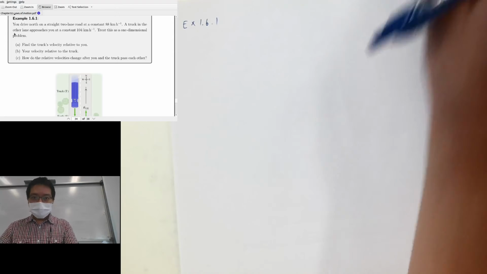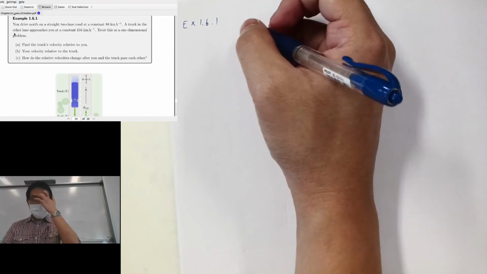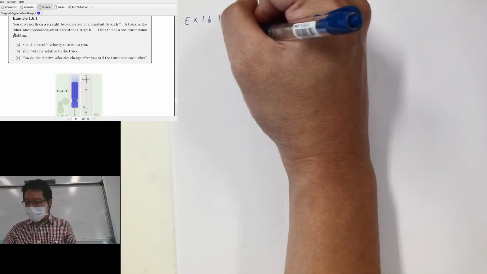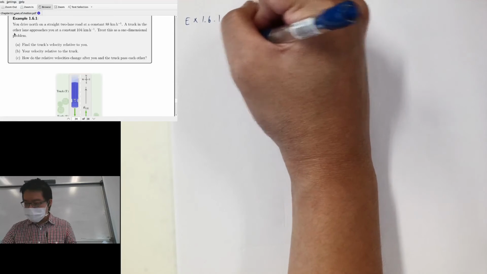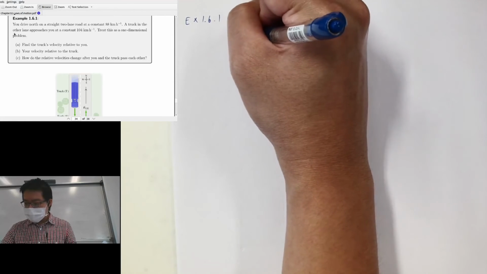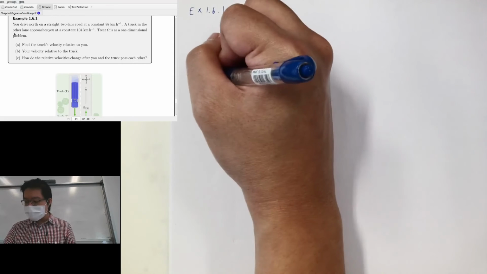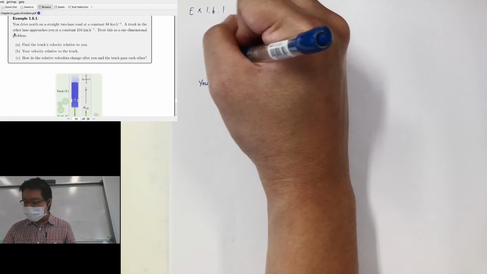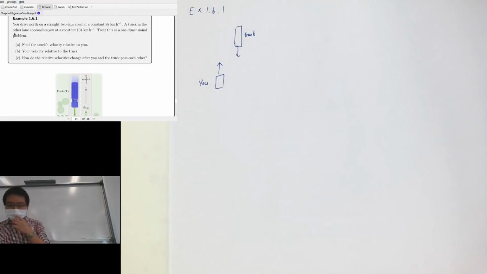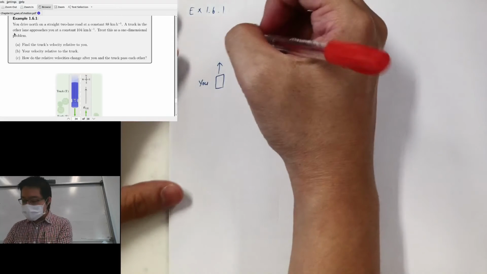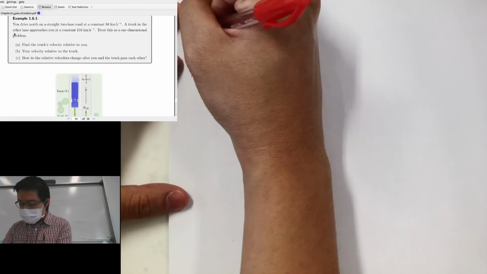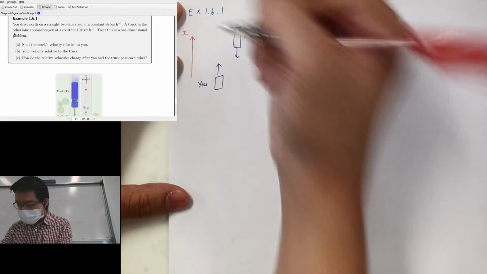If it's too small, I will just draw it here. The truck is coming down, and then you, I'll just say you. We shall follow the picture provided in this question, where we take the x-axis positive upwards to be here.